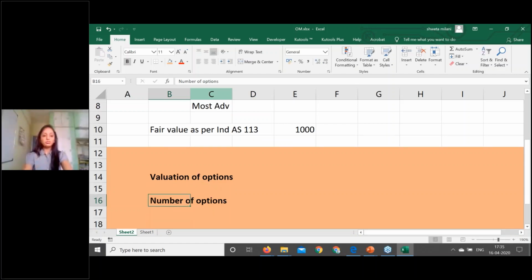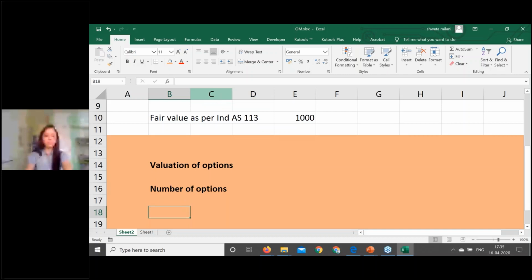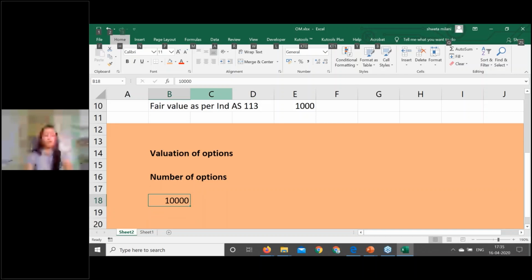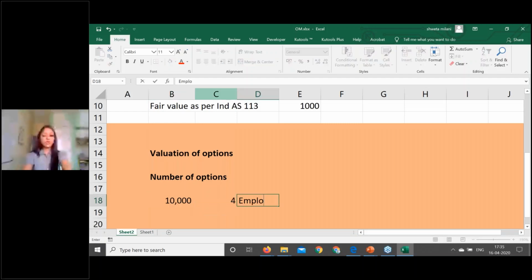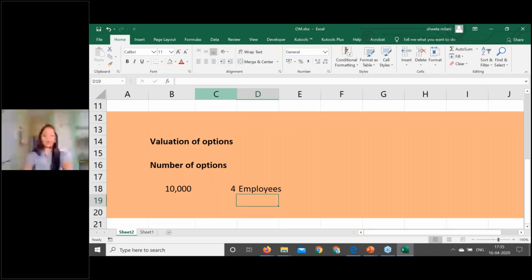For example, today I issue 10,000 options. These options are issued to 4 employees. Each employee has 2,500 options. What does this mean? That each has a right to subscribe to 2,500 shares of the company after a period of, say, 3 years, at ₹100.